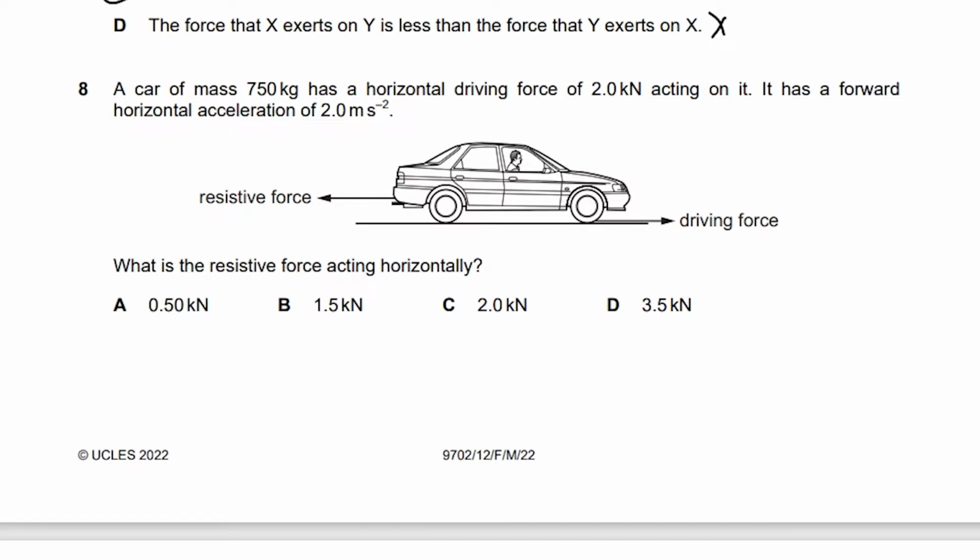A car of mass 750 kg has a horizontal driving force of 2 kN acting on it.